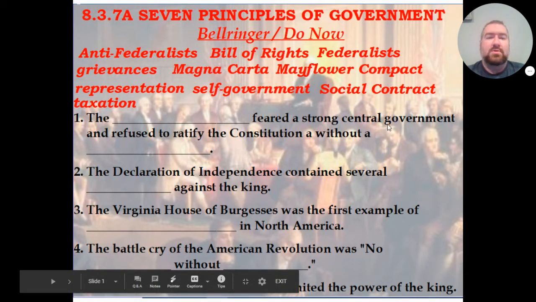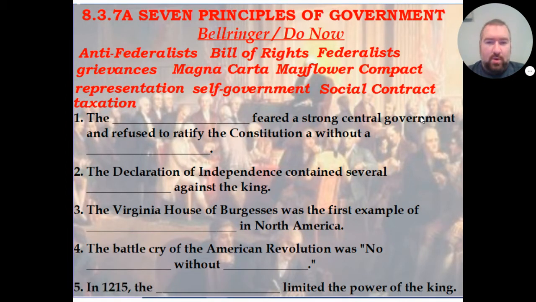So, if we're talking about a strong central government, the vocab word that we learned in the previous lesson was federal. So if we're talking about a group that feared a strong central government, then that's not going to be a federalist because federalists wanted a strong central government. So we're talking about somebody who is afraid of a strong central government. That would be the anti-federalists right over here.